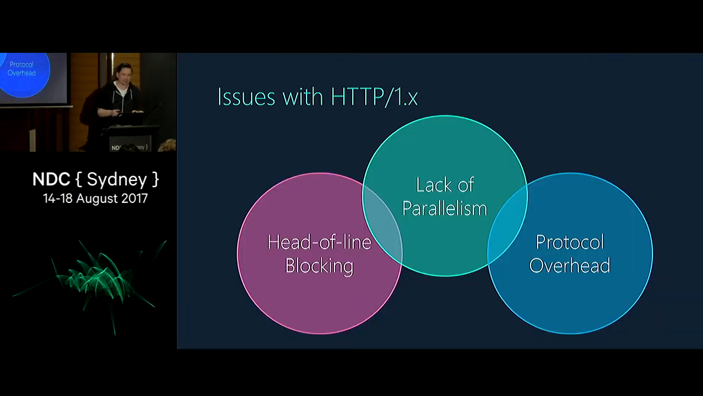And it's no surprise then that it's highlighted a number of deficiencies in HTTP 1.0, with our current way of using it. So there's head-of-line blocking, lack of parallelism, and protocol overhead.